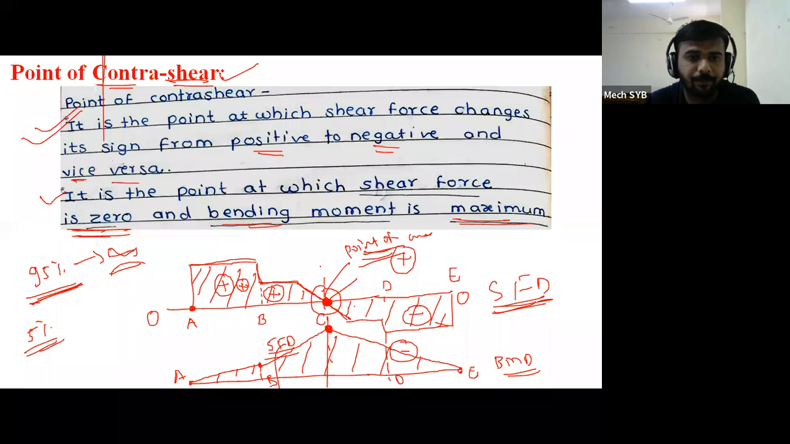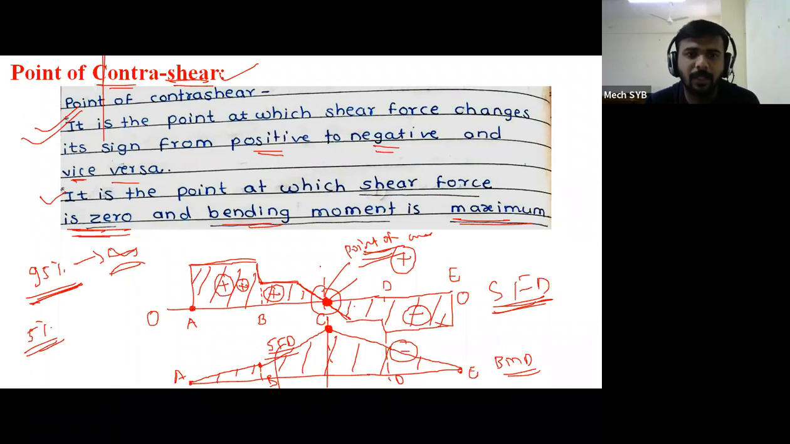Point of contra shear. It is the point at which shear force changes its sign from positive to negative and vice versa, meaning negative to positive. काही वेळा पॉझिटिव्ह टू निगेटिव्ह कडून जाते किंवा निगेटिव्ह कडून पॉझिटिव्ह कडे जरी आली तर त्या पॉइंटला आपल्याला काय म्हणायचंय? पॉइंट ऑफ कॉन्ट्रा शियर. It is the point at which shear force changes its sign from positive to negative and vice versa.